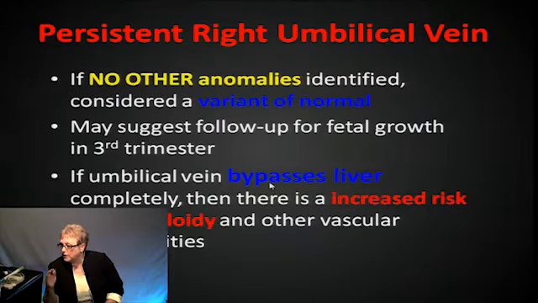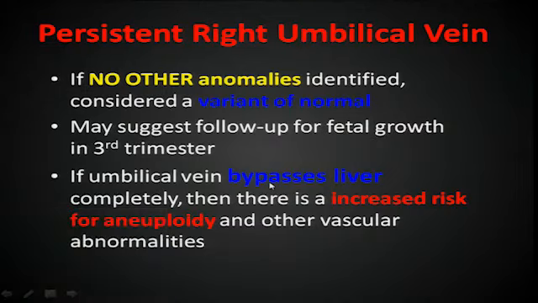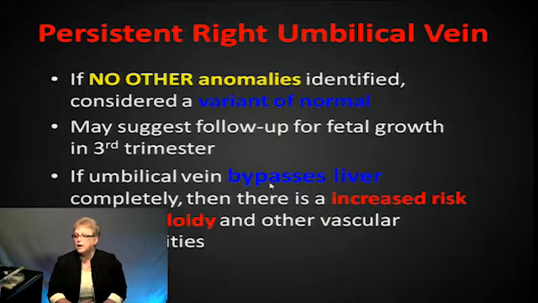You've got to carefully look at the rest of the fetus. If there are no other abnormalities identified, it's just considered a variant of normal. Some centers will still go ahead and do a follow-up for fetal growth in the 3rd trimester, to make sure that the baby is growing well. Sometimes there can be other vascular abnormalities, so you look and make sure that everything's in the proper position. If the umbilical vein bypasses the liver completely, then there is an increased risk for aneuploidy and other vascular abnormalities. So it's very important that you're still seeing the umbilical vein coming into the liver. If it's completely bypassing the liver, there's usually going to be other problems.